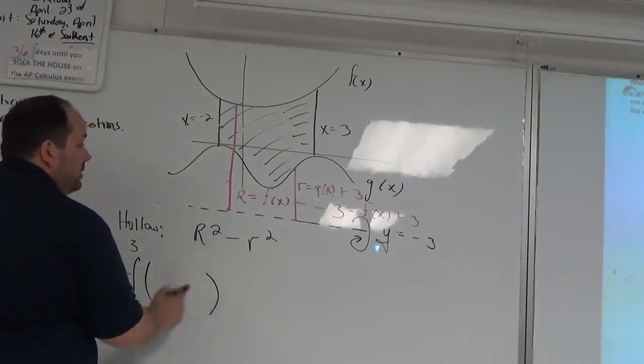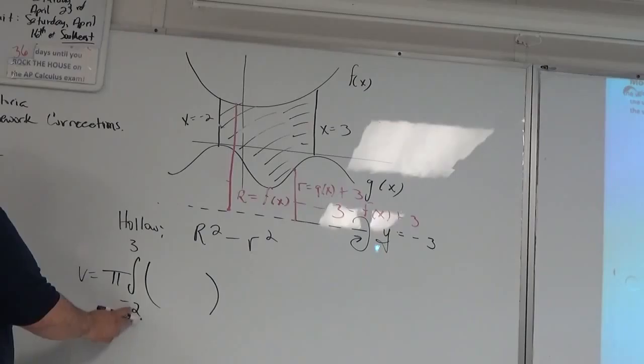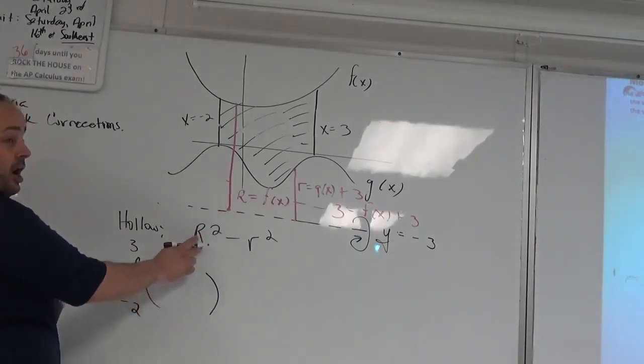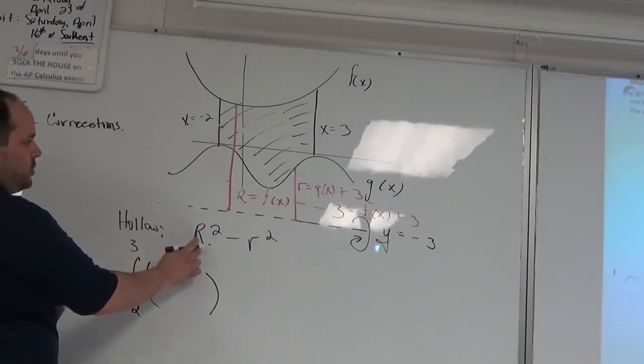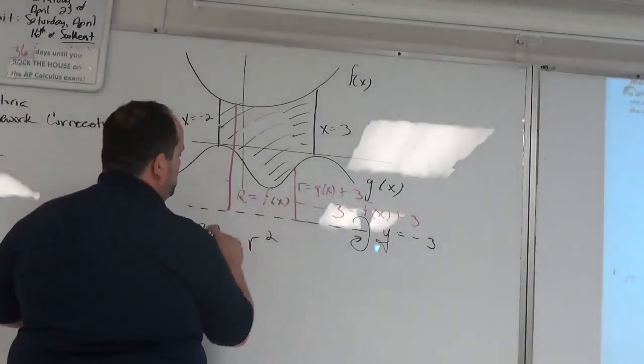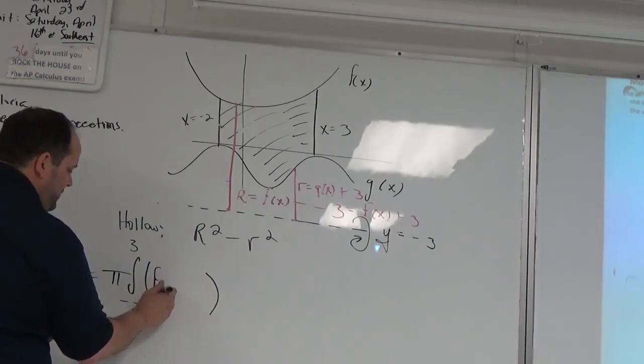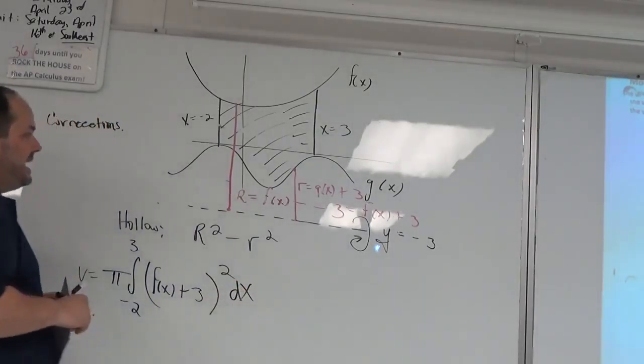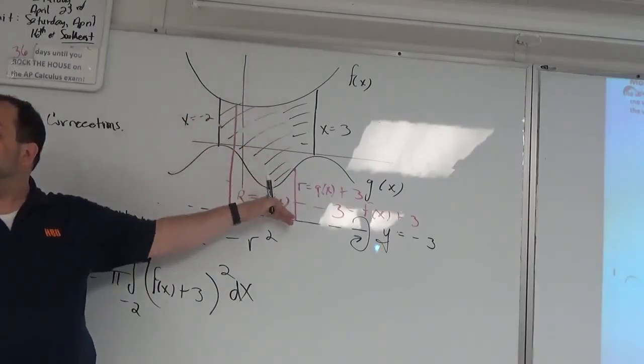What am I integrating? No. It's big R. So big R squared. Where'd big R go? F of x plus 3. F of x plus 3 squared. Integrate that, right? That basically says pretend the whole thing's solid.